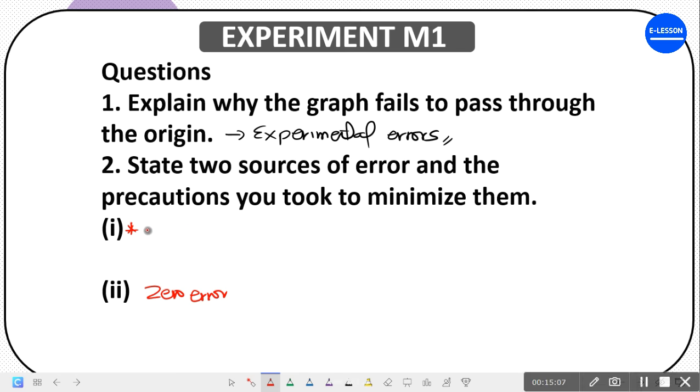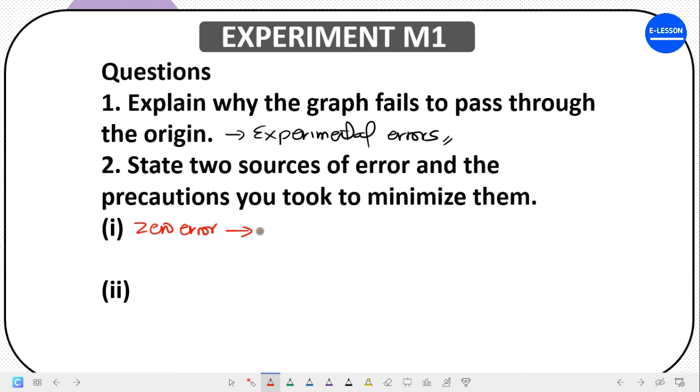Or you can talk about zero error first. Let me talk about zero error. Now, zero error of meter rule. It means that while taking your measurements, your meter rule should be placed at zero. Then the steps you took to minimize them: I ensured that the meter rule was placed at the zero point while making measurements. Is that understood? So that is one. Then you can put random error.